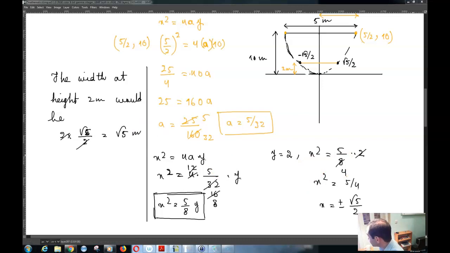So question number 2, and square root of 5 is equal to 2.236, which is approximately 2.236 meters. And that is the answer, 2.23 meters approximately, which is the correct answer here.